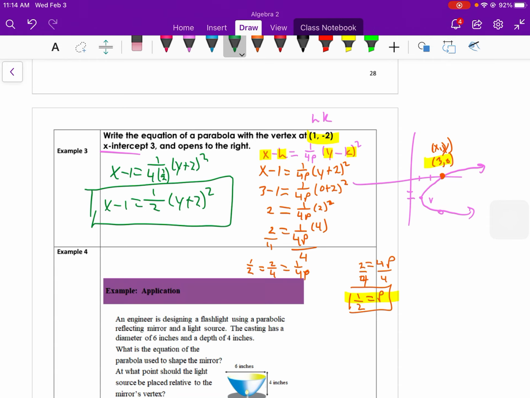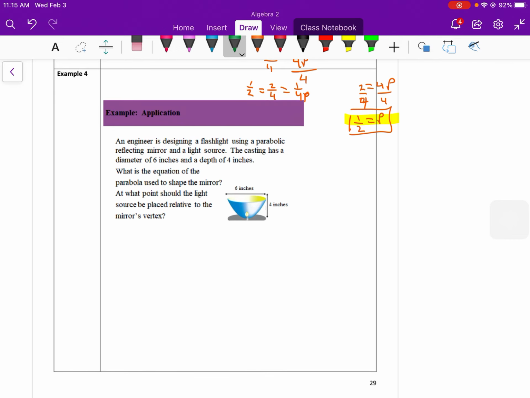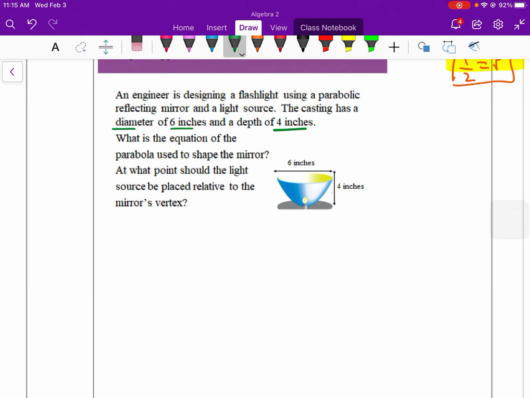And then next we have a word problem. So this will be an application of a parabola. There are some real life uses that you might not see during class, but this will help illustrate that. It says an engineer is designing a flashlight using a parabolic reflecting mirror and a light source. The casting has a diameter of 6 inches and a depth of 4 inches. What is the equation of the parabola used to shape the mirror?